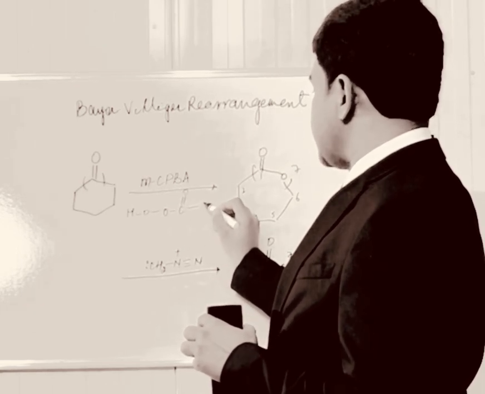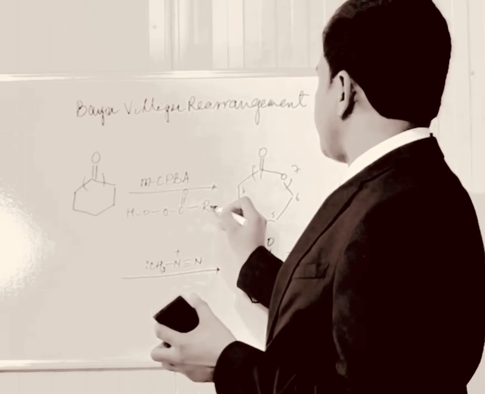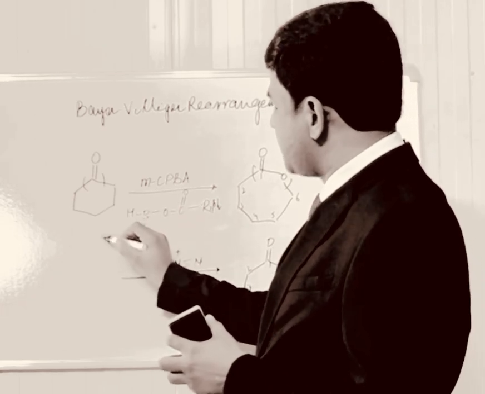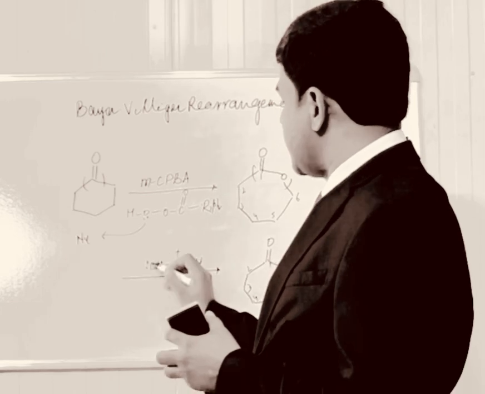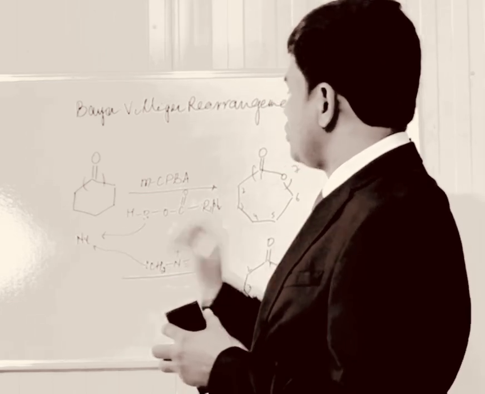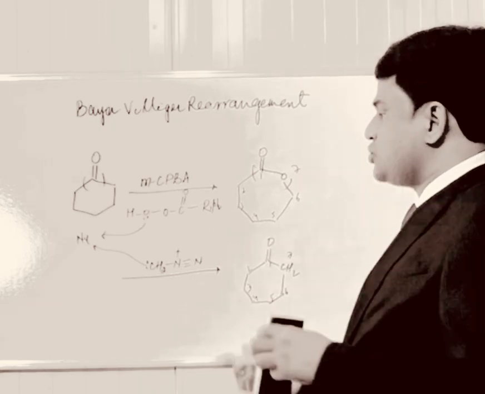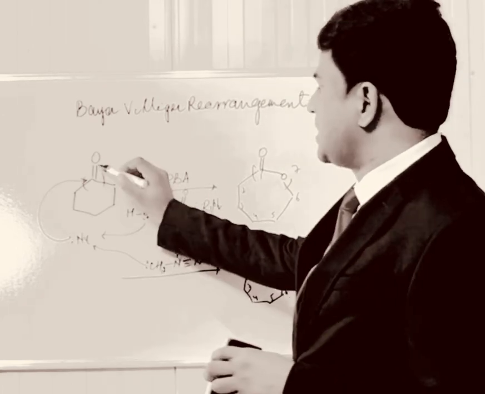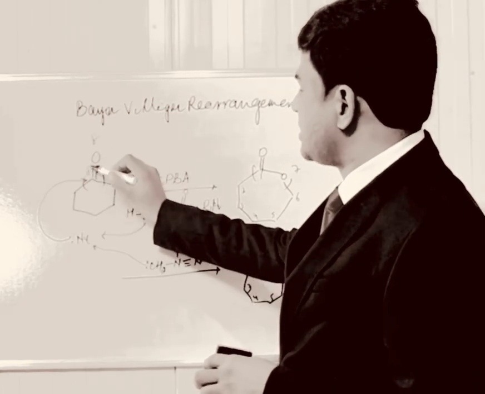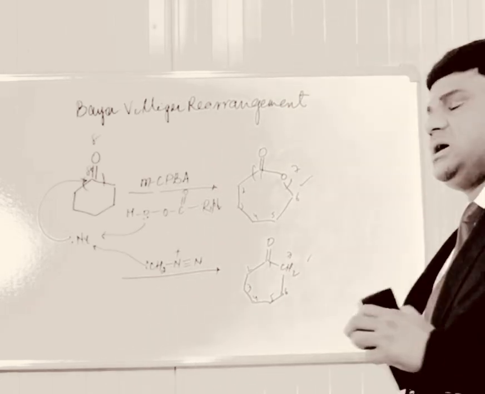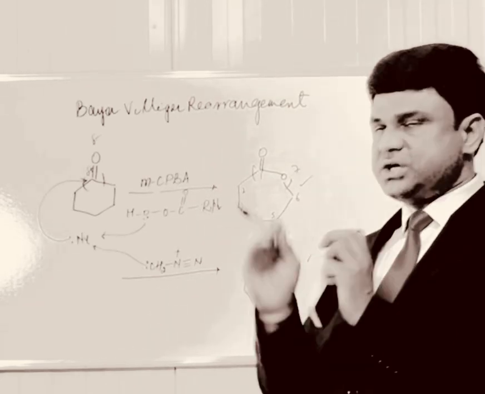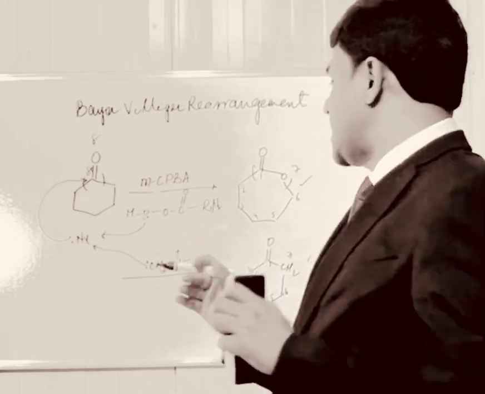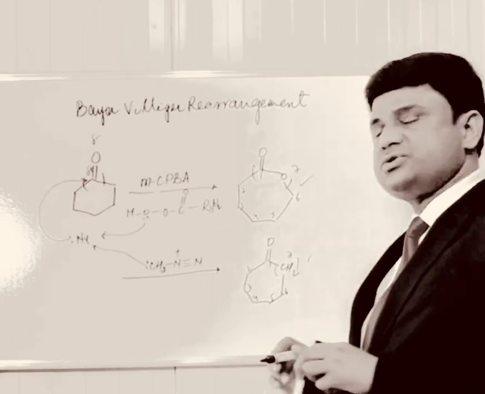So the group here is like Me, Ph, or any R. This oxygen also behaves like a nucleophile, and this lone pair also behaves as a nucleophile and has the capacity to attack on this carbon, because this is partially negative, this is partially positive, and the product is formed like this. Both have a similar reaction, in which in one product there is insertion of oxygen, whereas in another there is an insertion of a CH2 group.